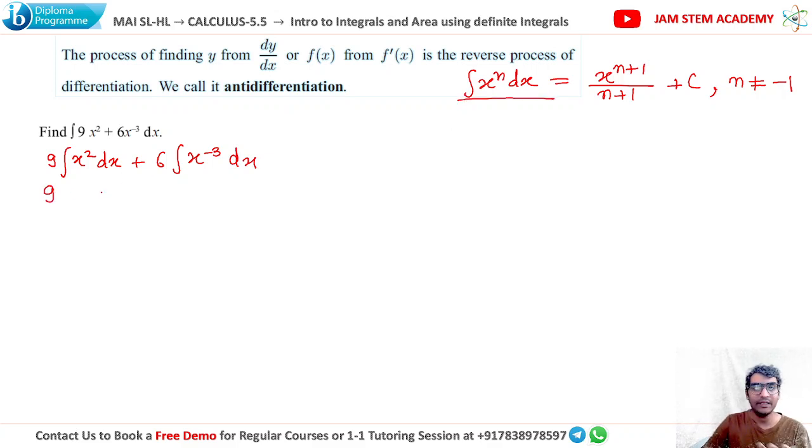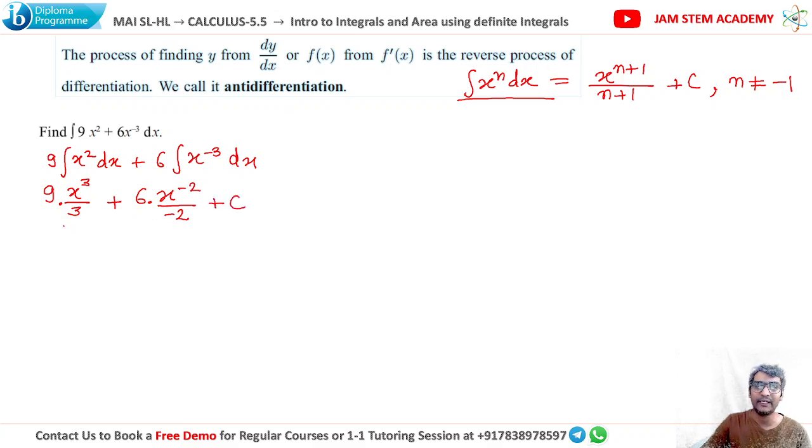Okay, the power is not negative 1, so we can apply this. 9 times, increase 1 power and divide by the same power. So 9 times x cubed by 3 for the first part, plus 6 times, what is that? Increase 1 power. So x raised to the power negative 3 plus 1 makes it negative 2, divided by that power, which is negative 2.